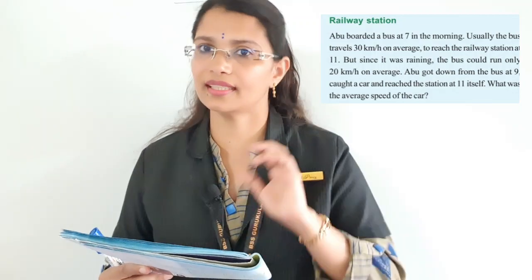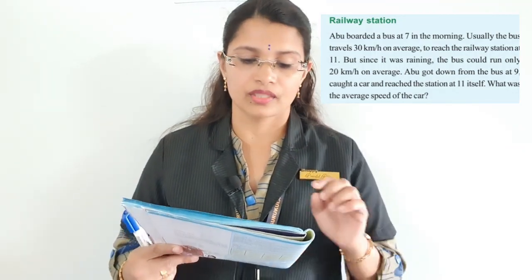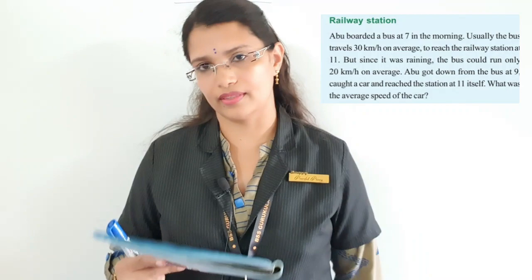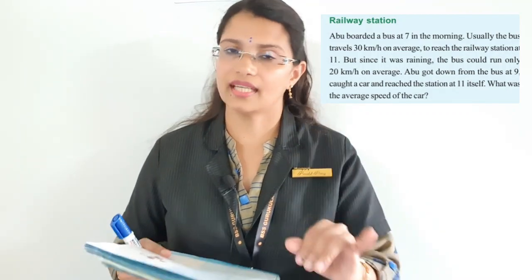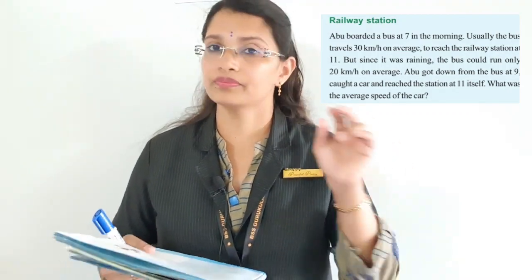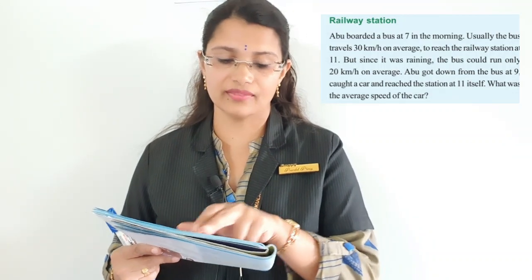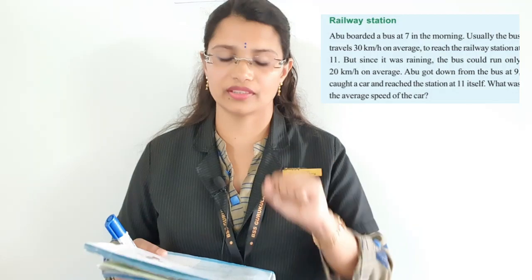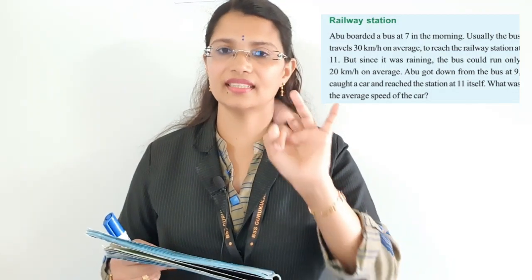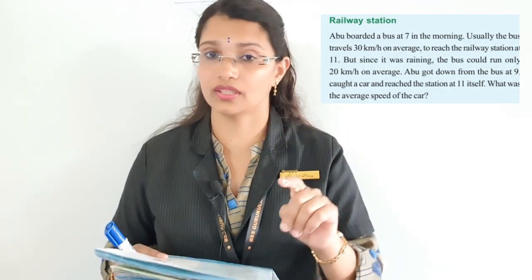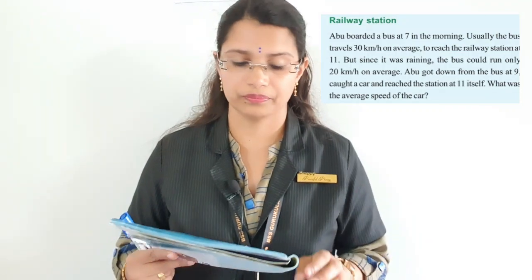Usual speed is 30 kilometer per hour to reach the railway station at 11. So, what is the time? Starting time is 7 a.m. and reach the railway station at 11. So, after 7, 8, 9, 10, 11. So, total time is 4 hours.